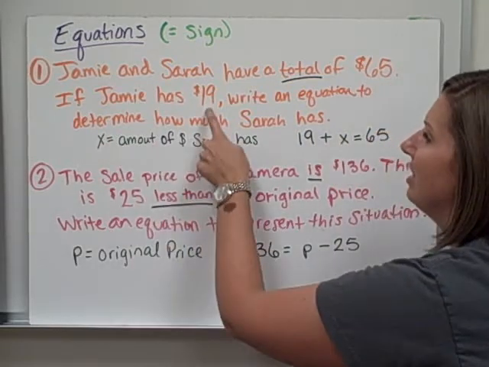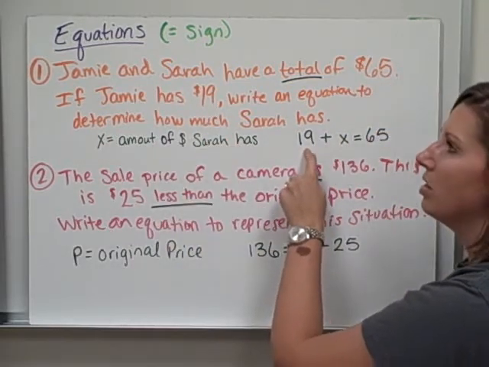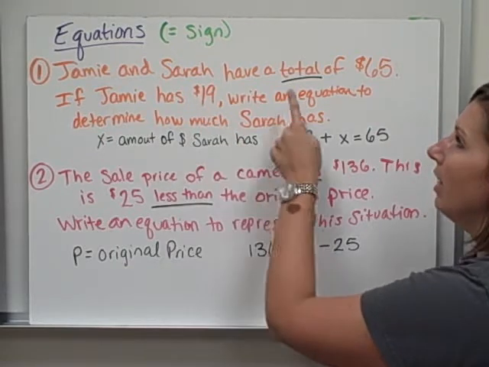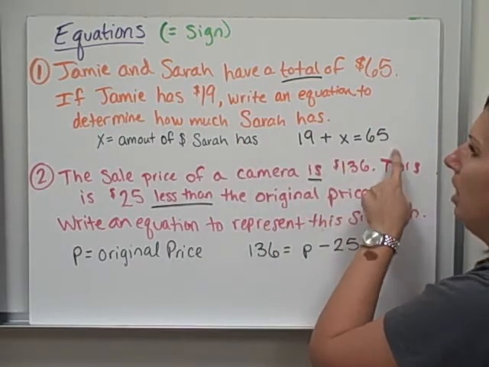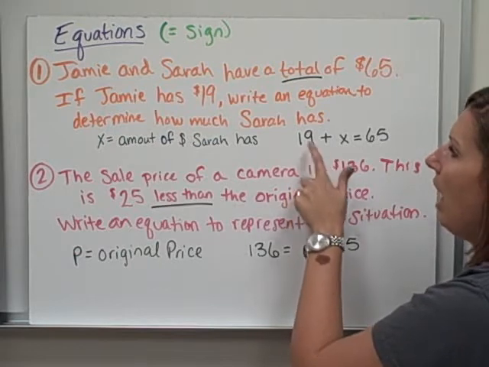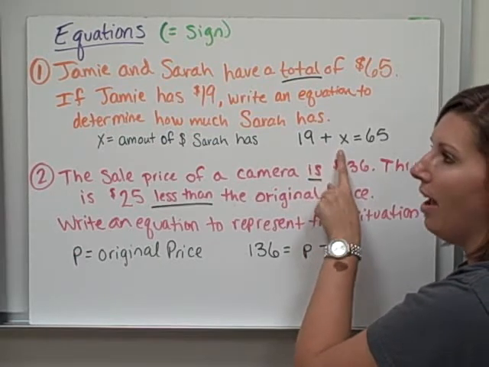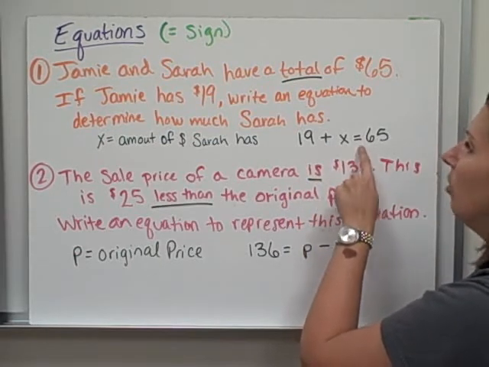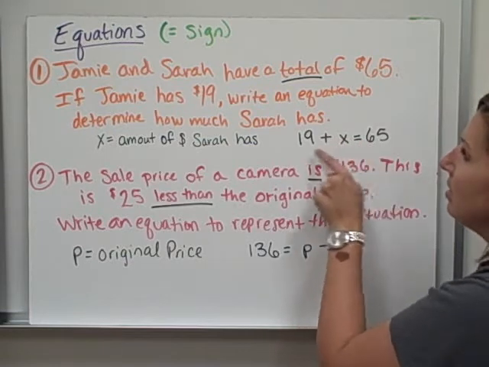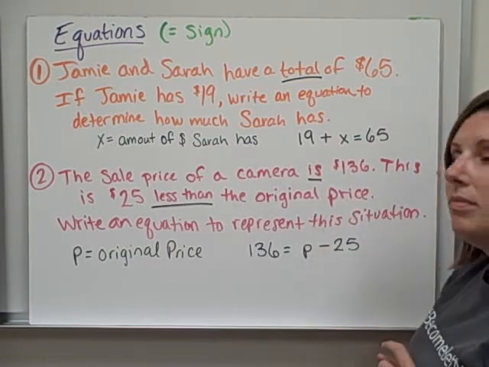So Jamie has $19. Jamie and Sarah have a total of $65. So if I take Jamie's money, add it to Sarah's money, which is X, then that will equal $65. This is going to be my equation.